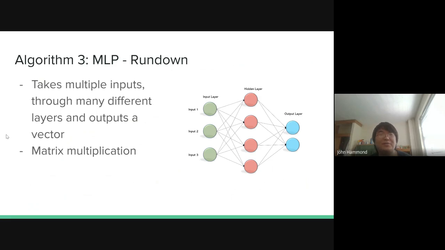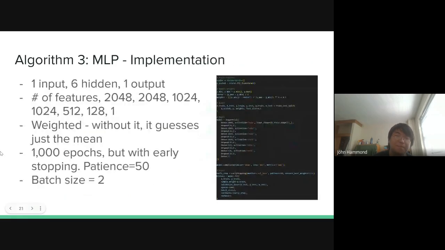So the last model I used was a multi-layer perceptron. I think it's one of the more complicated ones that we learned, so fingers crossed, it would be better than the others. Of course, it takes in multiple inputs through different layers and outputs a vector. In this case, of course, it's outputting a scalar because we still want to have that one ELO guess. But yeah, you can think of getting layer to layer as just matrix multiplication.